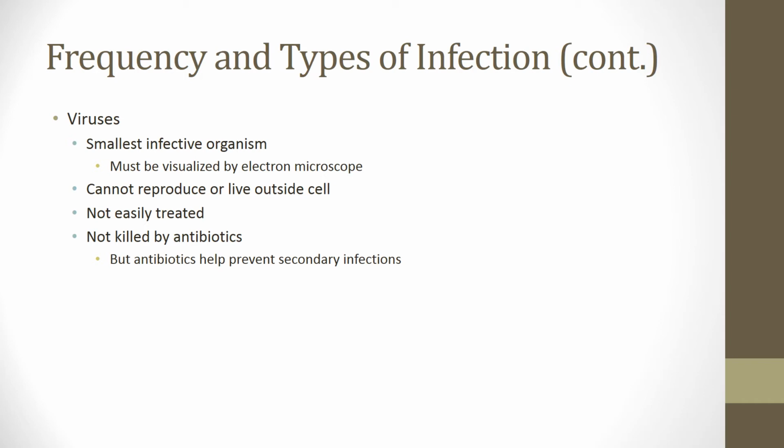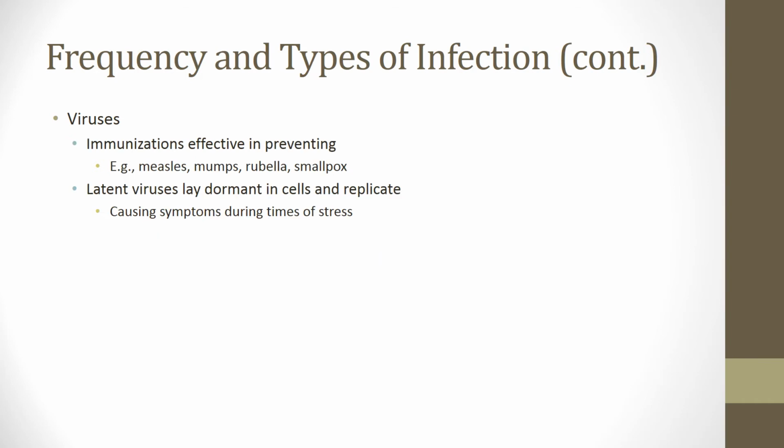Viral infection, again, viruses need a host cell to reproduce. It's not easily treated. The antibiotics, again, are not effective. But when pneumonia is a sequela of viral infection, of course you need to prescribe antibiotics to deal with the secondary infection.